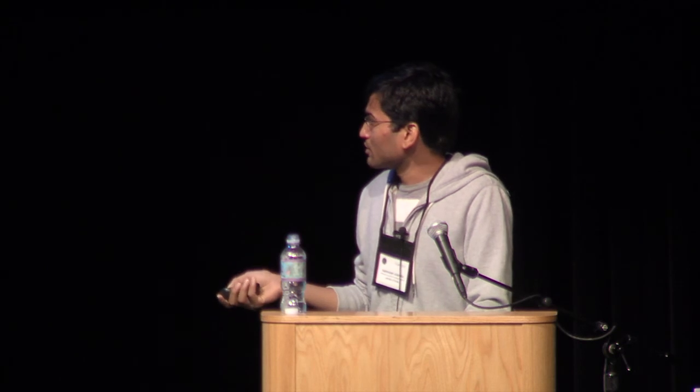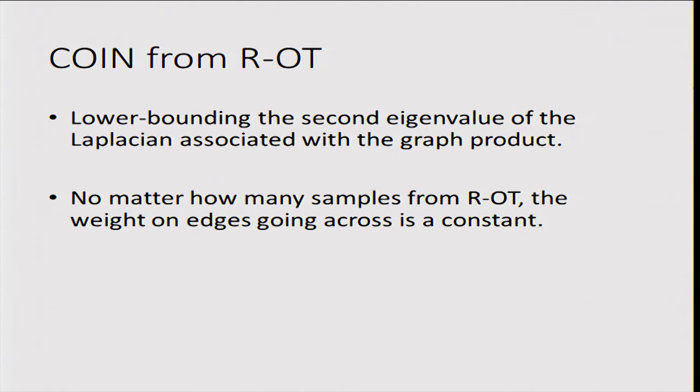In order to lower bound the Cheeger constant, we lower bound the second eigenvalue of the Laplacian associated with the product graph. And this turns out to be a constant, which shows that no matter how many samples from randomized oblivious transfer are available, the weight on the edges going across is a constant. That means the probability of disagreement between the parties is a constant, and hence we cannot obtain coin.